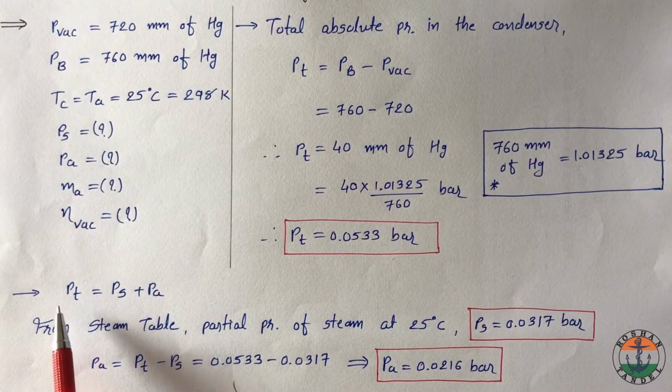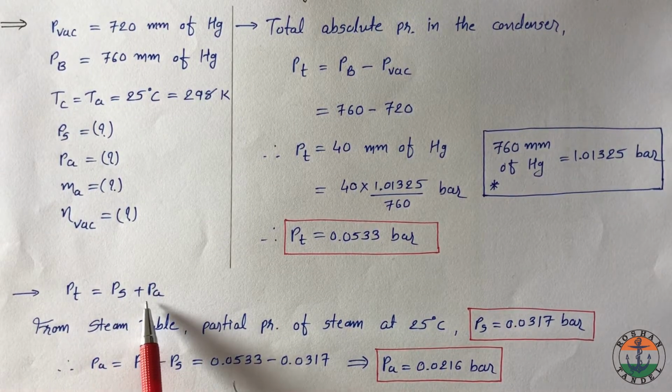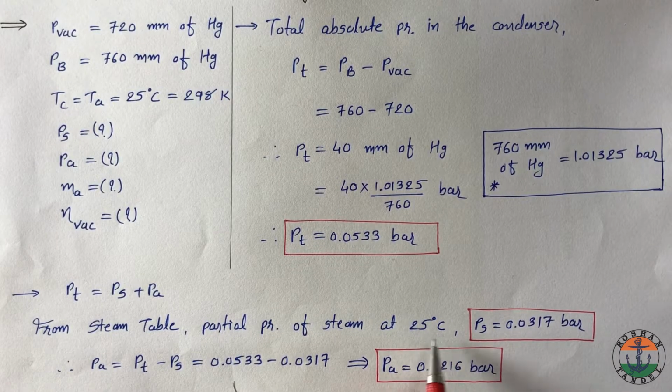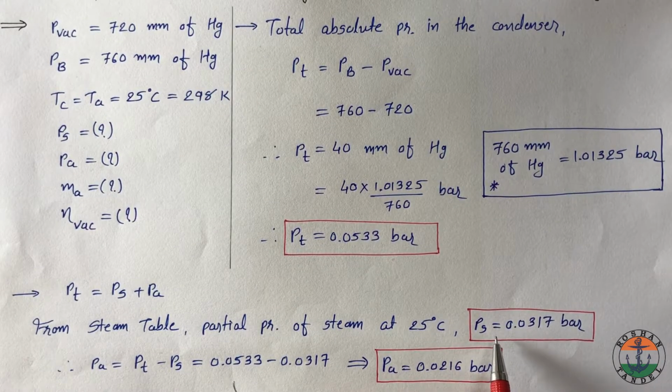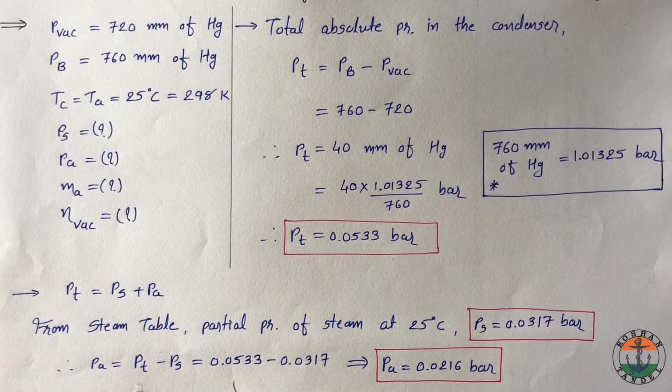This total pressure in the condenser is the sum of partial pressure of steam plus partial pressure of air. From steam table, partial pressure of steam you can find at 25 degrees Celsius, which is coming out to be 0.0317 bar. So, PA will be PT minus PS. Value of PA is 0.0216 bar.